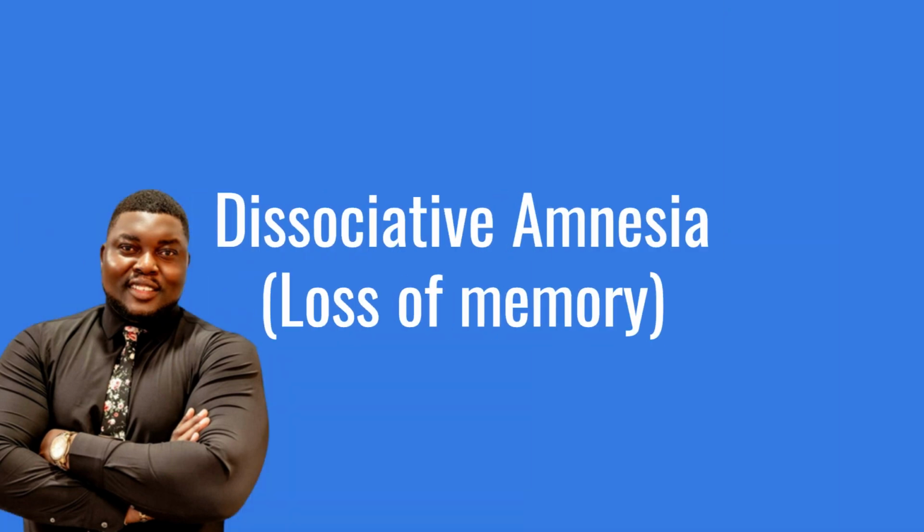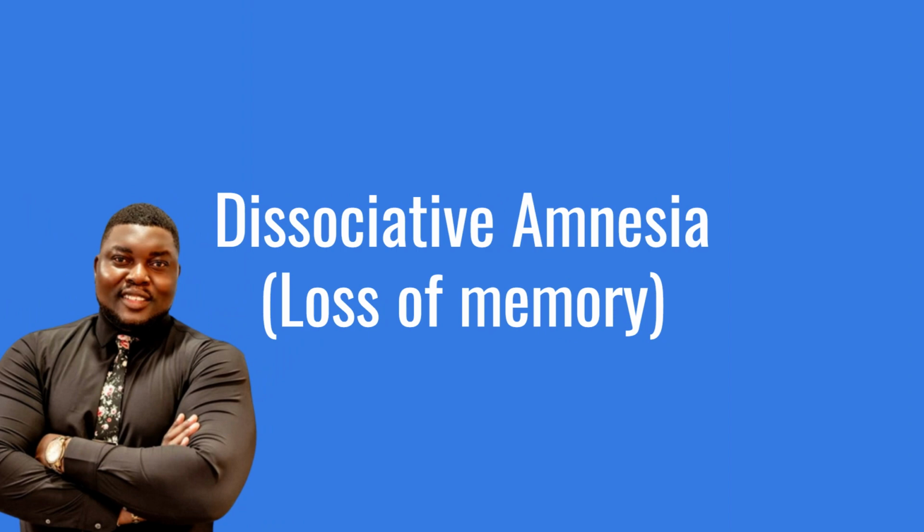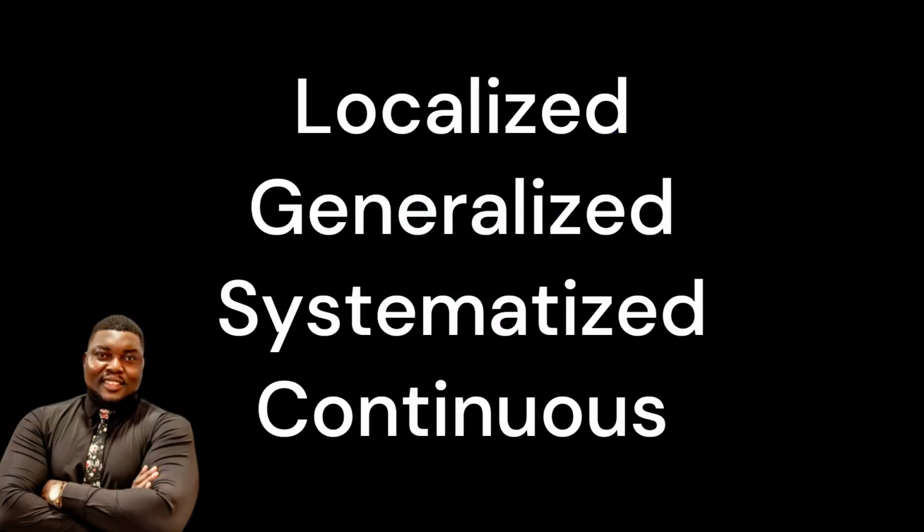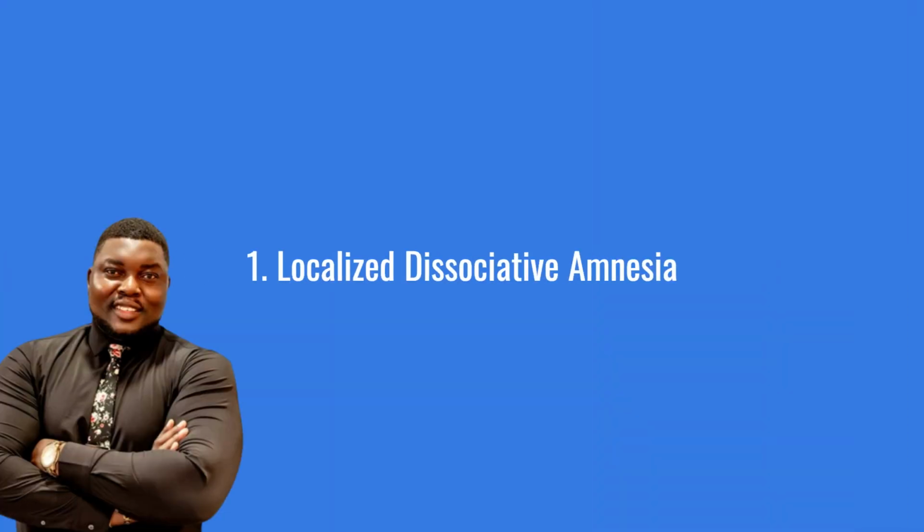Next, we have dissociative amnesia. With dissociative amnesia, we have a loss of memory. There are four types of dissociative amnesia, mainly localized, generalized, continuous, and systematized. Localized dissociative amnesia is the most common, and it involves trouble recalling the traumatic event. Sometimes the person has trouble recalling years or months surrounding the traumatic incident.